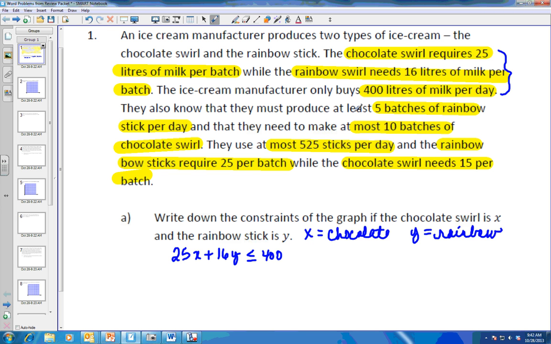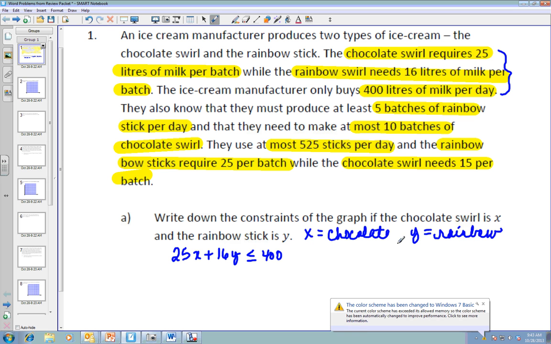They also know they must produce at least 5 batches of rainbow sticks per day, and that they need to make at most 10 batches of chocolate swirl. So how do I know that they must produce at least 5 batches of rainbow sticks? Well, rainbow is Y, so I know Y has to be greater than or equal to, because at least means 5 or more. So Y has to be greater than or equal to 5.